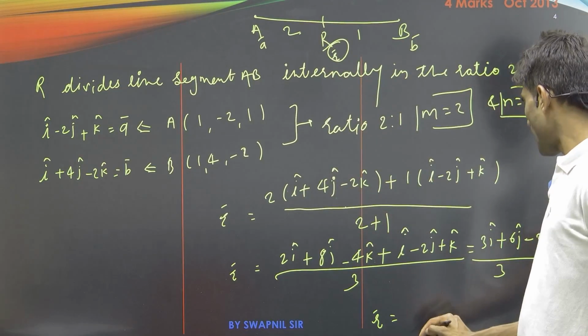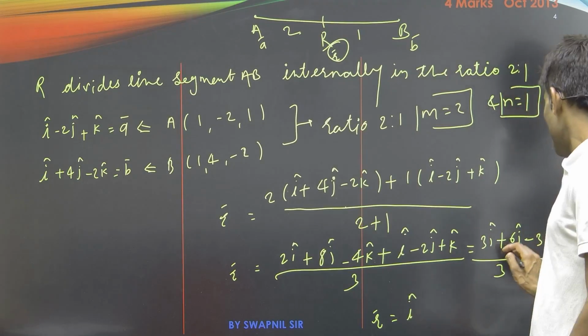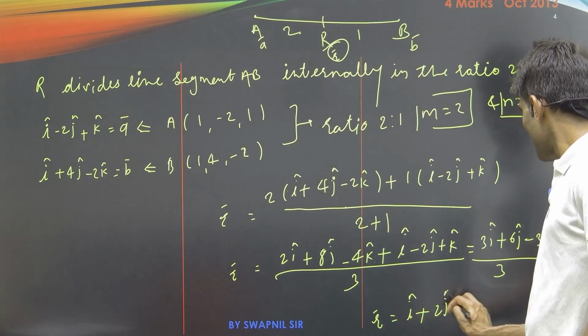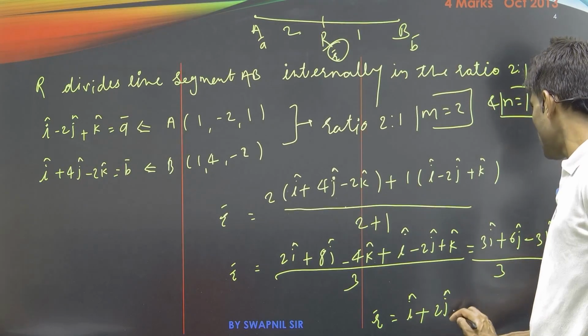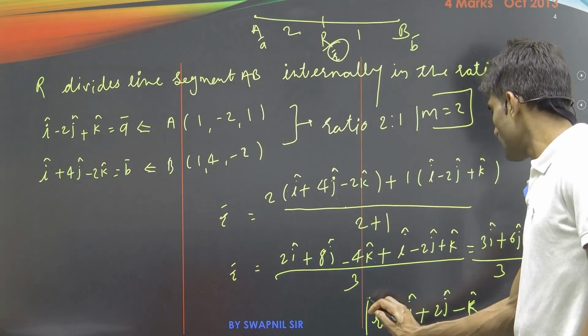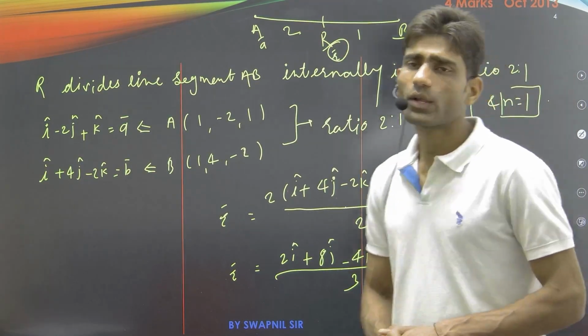So R bar can be written as 3I divided by 3, so it remains I cap, plus 6J divided by 3, it remains 2 times J cap, and minus 3K divided by 3, it remains minus K cap. This is our position vector R bar, which is our required solution.